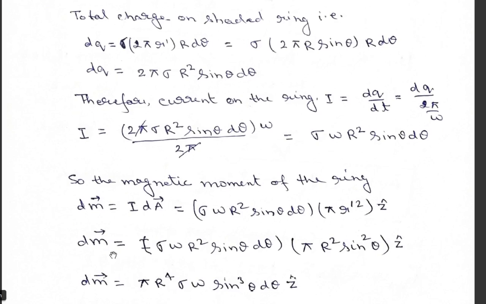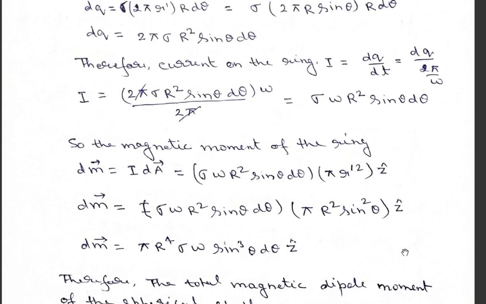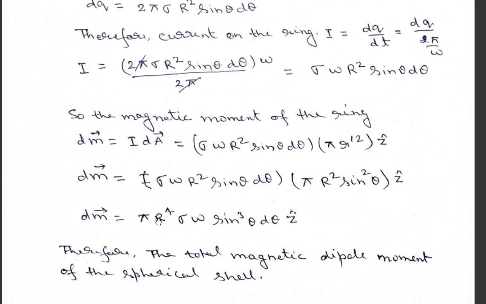So dm is equal to σ ω R² sin θ dθ into π R² sin² θ into z unit vector. So this will give dm. So dm, the magnetic dipole moment, will be equal to π R⁴ σ ω sin³ θ dθ z unit vector. So this is the magnetic dipole moment due to a circular ring which we have drawn on the spherical shell, and the thickness of the circular ring is R dθ and the radius of the circular ring is R sin θ.